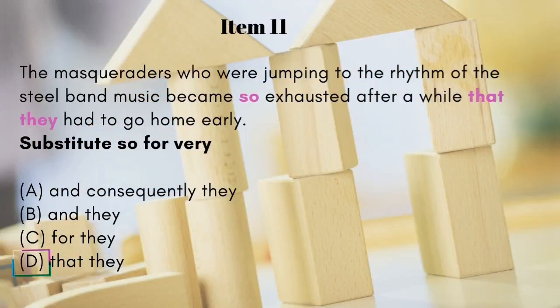Now let's check the answer. Your sentence should read, the masqueraders who were jumping to the rhythm of the steel band music became so exhausted after a while that they had to go home early. So the answer is D, that they. The main clause is, the masqueraders who were jumping to the rhythm of the steel band music became so exhausted after a while. The dependent clause is that they had to go home early.